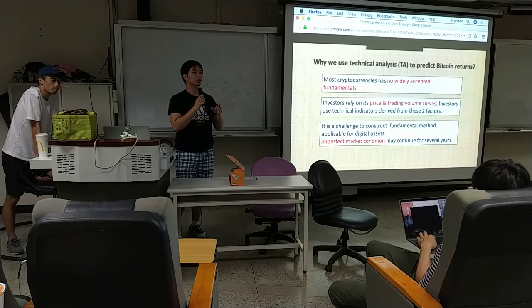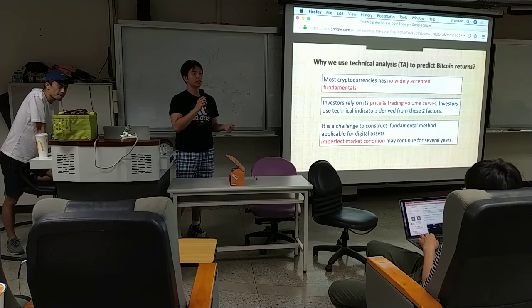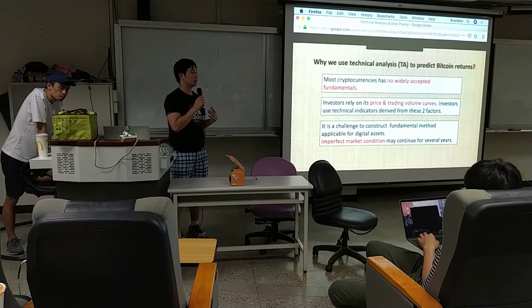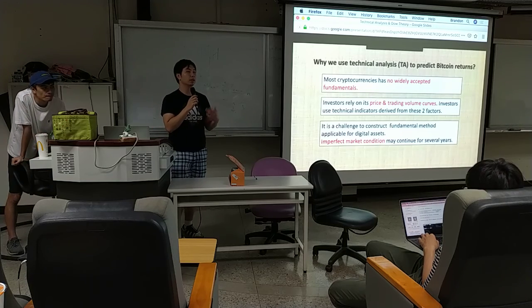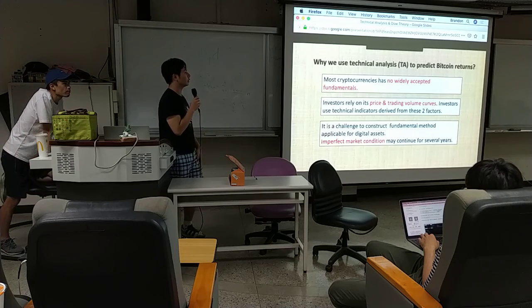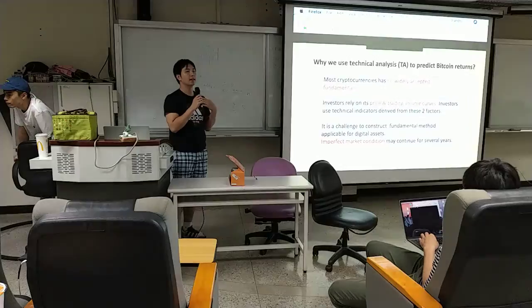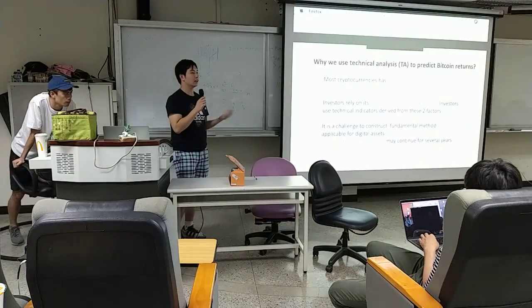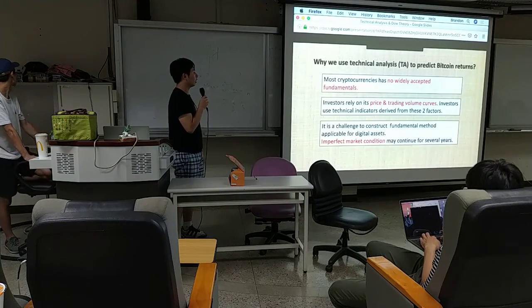Whenever they need to make a stock go public, they need to go through the necessary processes. So they actually have a fundamental, and they have to pass the criteria to be able to release their stocks to the market. But with cryptocurrency, you can just release it to any place, or I could just make a cryptocurrency and ask you to buy it, and then that would be a trade. And so investors rely on its price and trading volume curves.